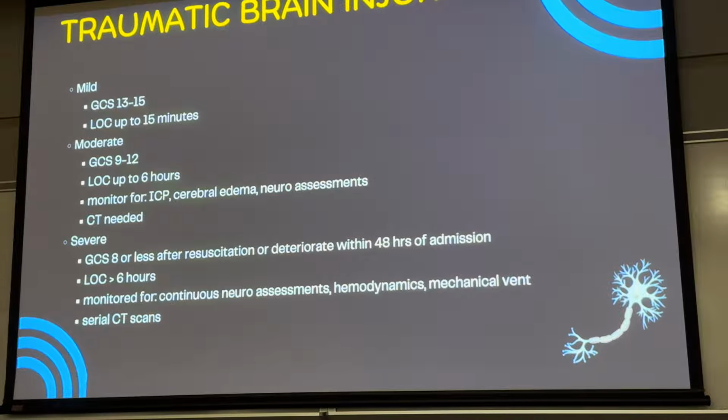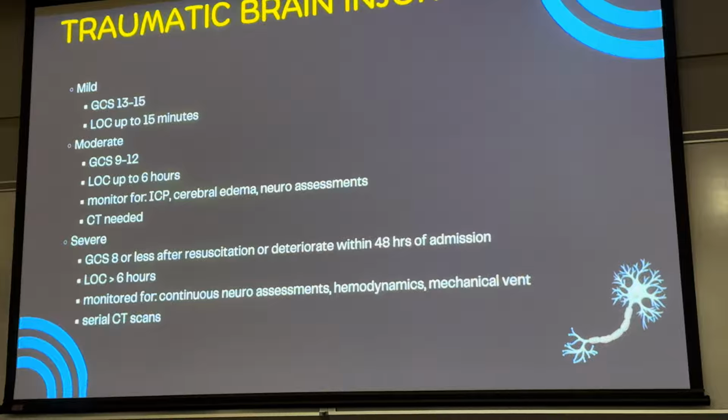Mild TBI, you're gonna have your Glasgow Coma score of 13 to 15. You're gonna lose consciousness up to 15 minutes. Then you're gonna wake up and kind of have this lucid state. Remember for our GCS, what are we monitoring? What are the 3 components of a GCS? Eye response, speech response, and motor response. Okay, good, good.